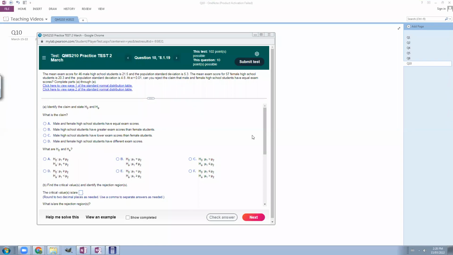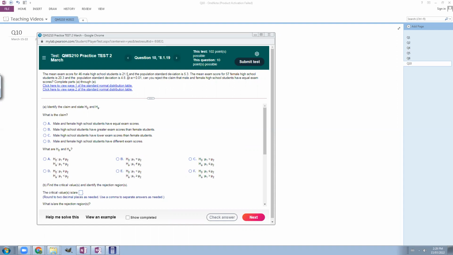Question 10. The mean exam score for 46 male high school students is 21.5 and the population standard deviation is 5.3. The mean exam score for 57 high school students is 20.3 and the population standard deviation is 4.8. The fact that they're giving us population standard deviations here is very important. This tells us we're going to be doing a Z test, not a T test.